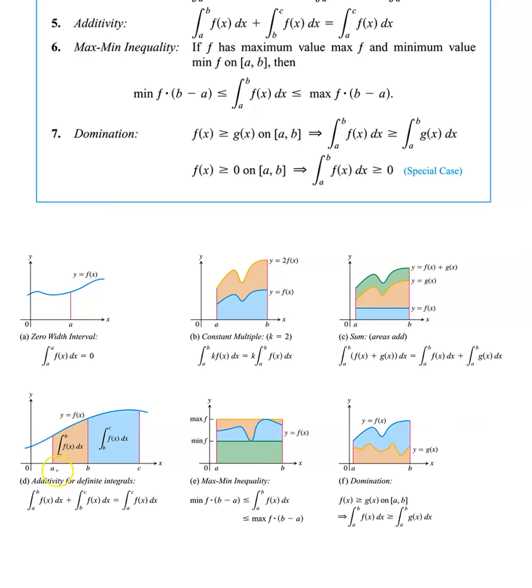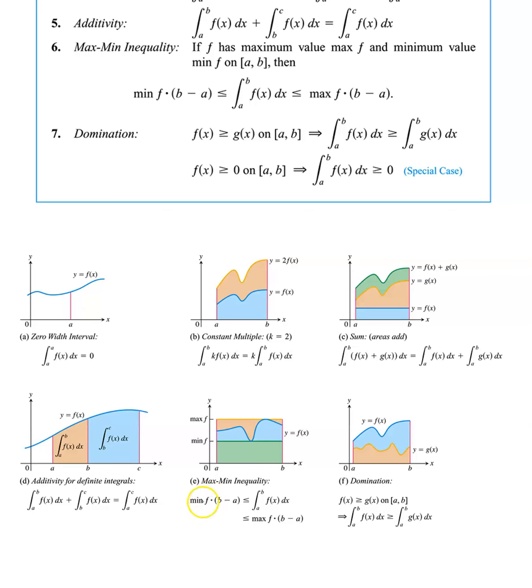And the additivity rule we saw: if you took the integral from a to b, which is the orange, and the integral from b to c, which is the blue, it's the same as if you took the integral from a to c all the way. So that's going to be orange plus blue. That's all the way. There's no break.